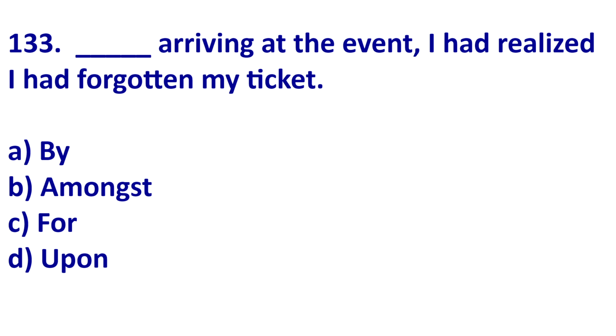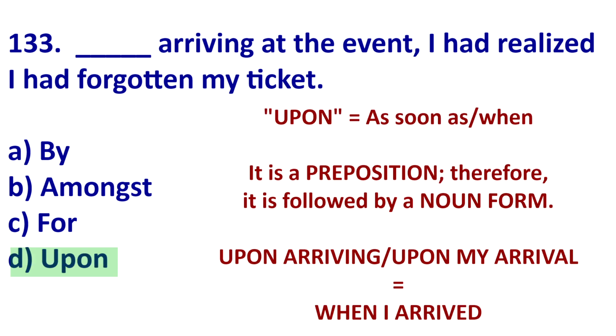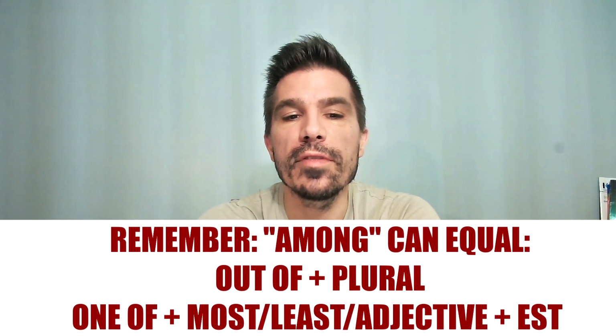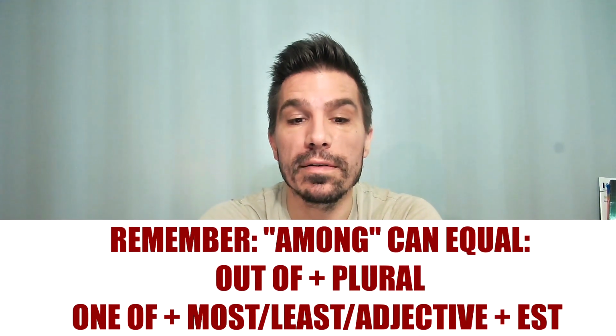Let's look at another example. Well, this one is just upon. There is no reason to use amongst here. For example, when we use upon, it means as soon as, and it's followed by a noun form. So I could say upon arriving at the event or upon my arrival at the event. But there would be no reason to use amongst here. No reason.